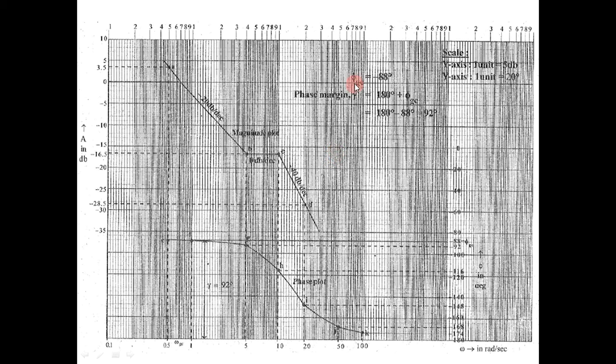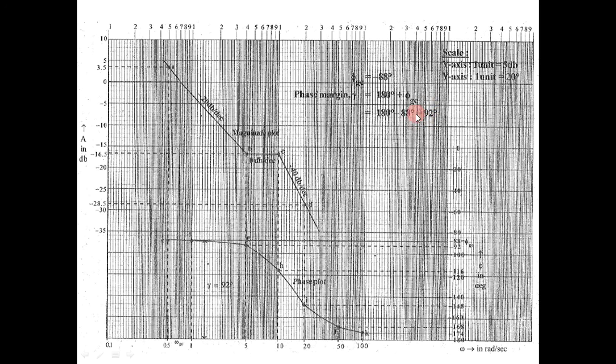So we got the phase margin as gamma equal to 180 degrees plus phi gc. What is the value of phi gc? Phase at the gain crossover frequency, that is omega gc. What is the phase here? See here, this one is minus 90 degrees, that is phi gc. 180 degrees plus phi gc, that is 180 degrees minus 90 degrees, that is 90 degrees.